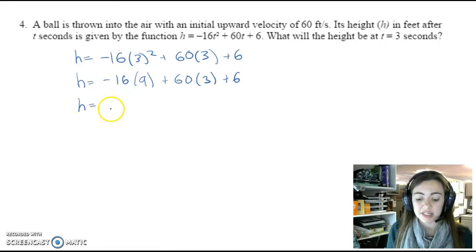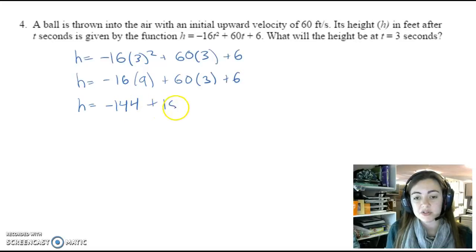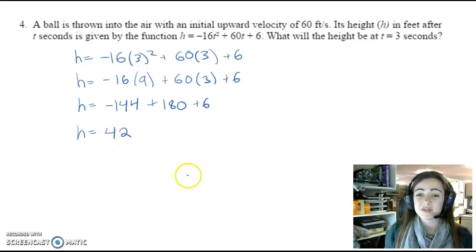So negative 16 times 9 is negative 144. 60 times 3 is 180. Now we can add all these together and we get 42. So what will the height be at t is equal to 3 seconds? 42 feet.